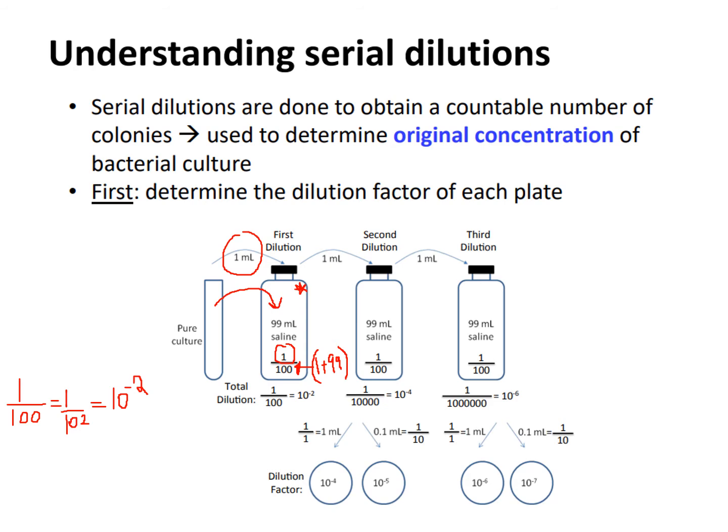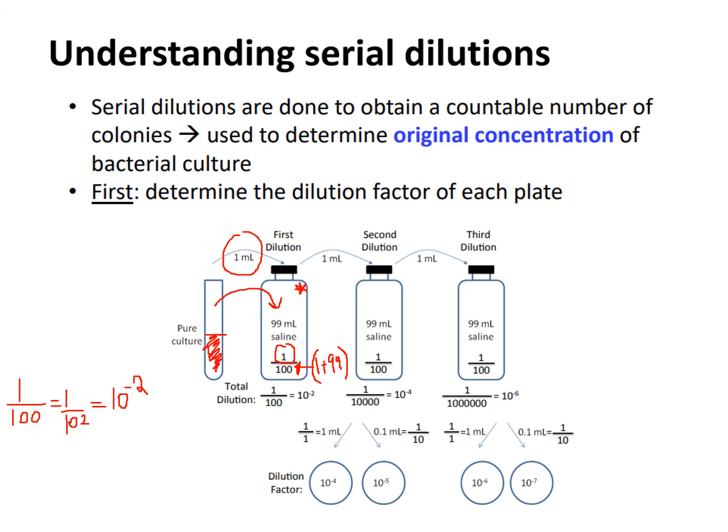As you can see in this example, it means that from my original sample, okay, so right here I have broth with some bacteria in it. So from that original sample, I took 1 milliliter out. I put it in a test tube that has 99 milliliters of saline. So total in this test tube right here, I have a total of 100 mils. Okay. And so my dilution factor is 10 to the negative 2.